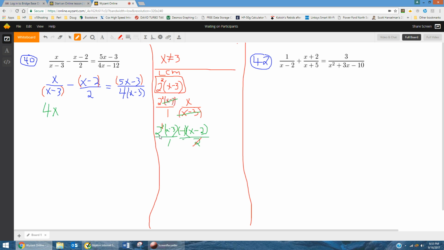So I've got 2x minus 6. That's from distributing the factor of 2 that remains times each term inside the parentheses. And then I'm going to take this minus 1 times each term inside of this parentheses. So I'll get minus x plus 2. Go ahead and write it that way.